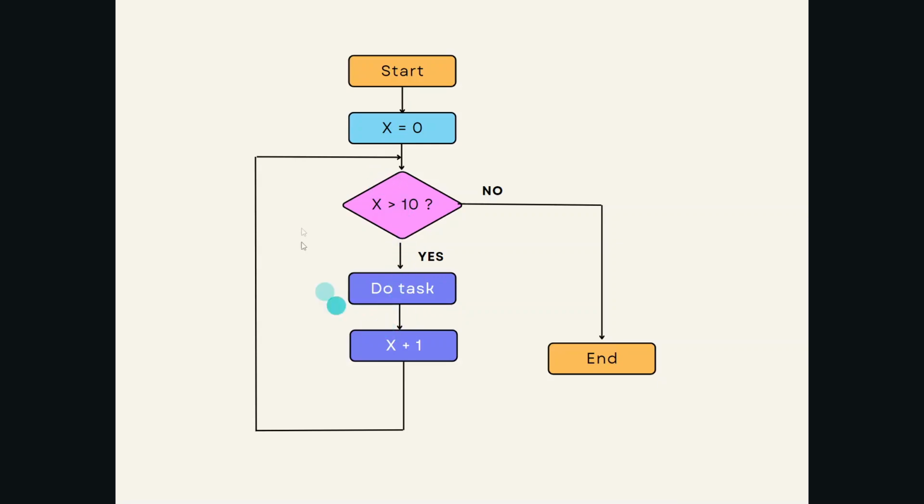And so on until the condition is no longer true. That will be once X reaches 10. Is 10 inferior to 10? No. So the answer is no. So the program ends. So here we've got a loop that executes this task as long as this condition is true. The second that this condition is no longer true, the program ends.